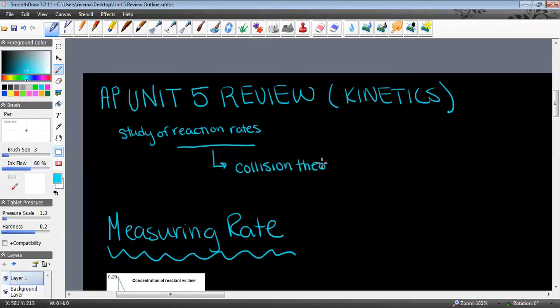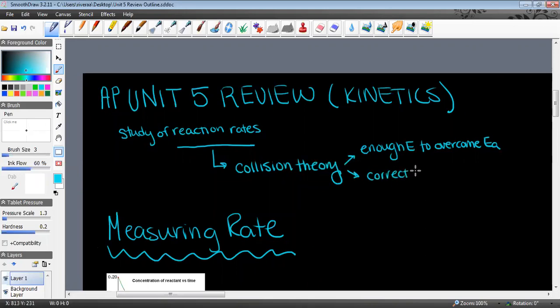And collision theory basically just means that for a reaction to occur, molecules have to collide. They have to hit one another. So the reactant molecules have to collide with two key factors. A good collision has to have enough energy to overcome the reaction's activation energy. And the collision also has to happen with the correct orientation.